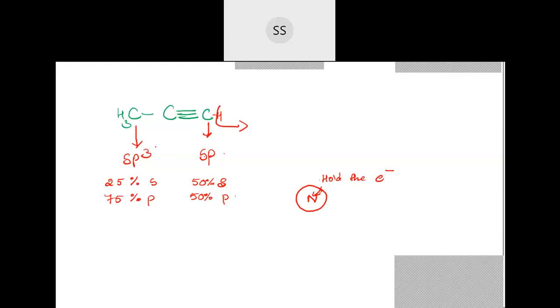Whereas here, what happens? The percentage of s character is very less. That means they don't have that much craving for the electrons. Whereas this carbon is more keen on taking the electrons towards itself, so when it draws those electrons towards itself, it becomes easy for it to release this H ion. Hydrogen ion will be released very easily in the reaction. Now, why are these triple-bonded ones acidic in nature?